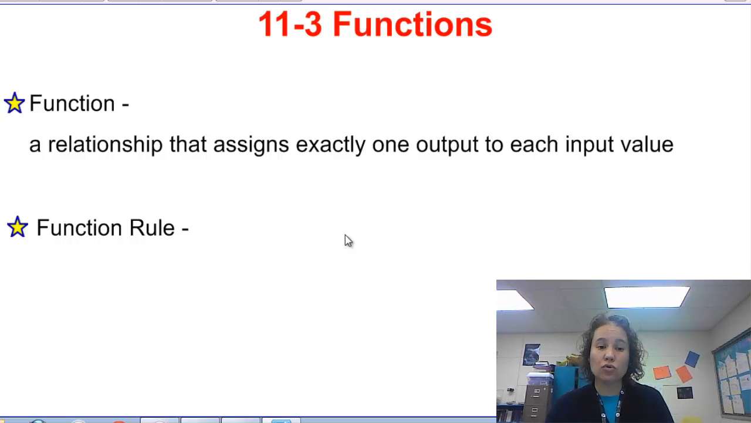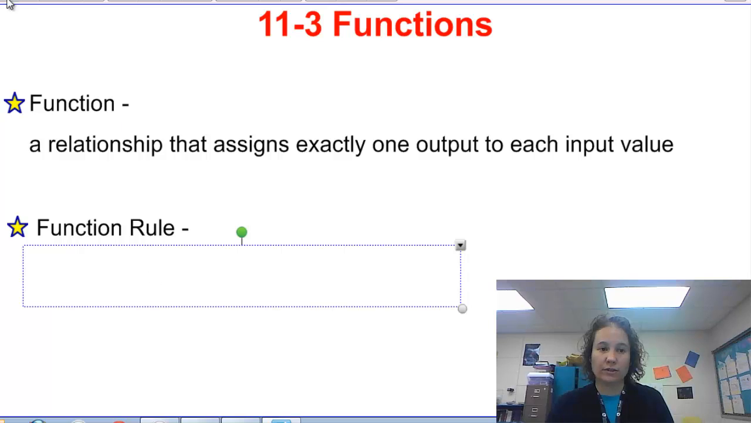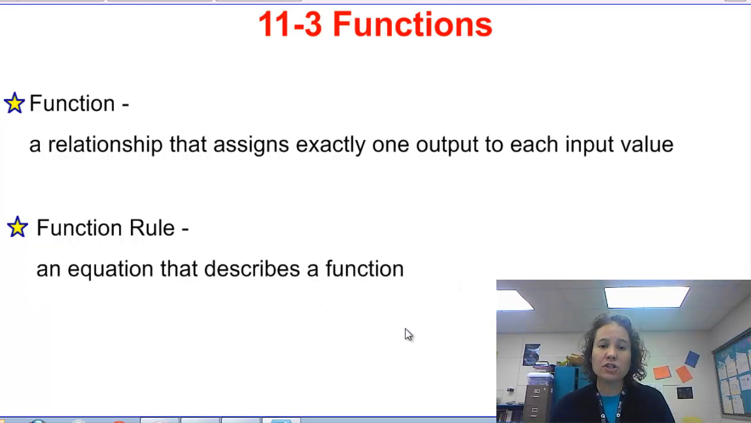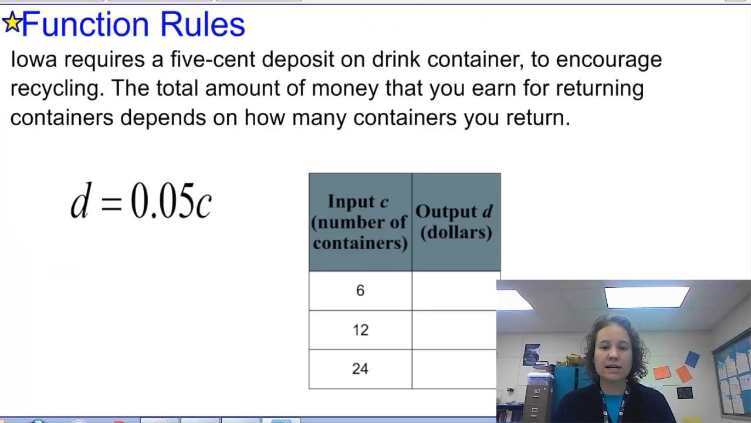Okay, so a function rule is related to a function. A function rule is just an equation that describes a function. So these are those equations that we've been talking about, and most of the equations that we've been talking about do fit into the classification of functions. I put one input in, I get exactly one unique output out. So here's an example.